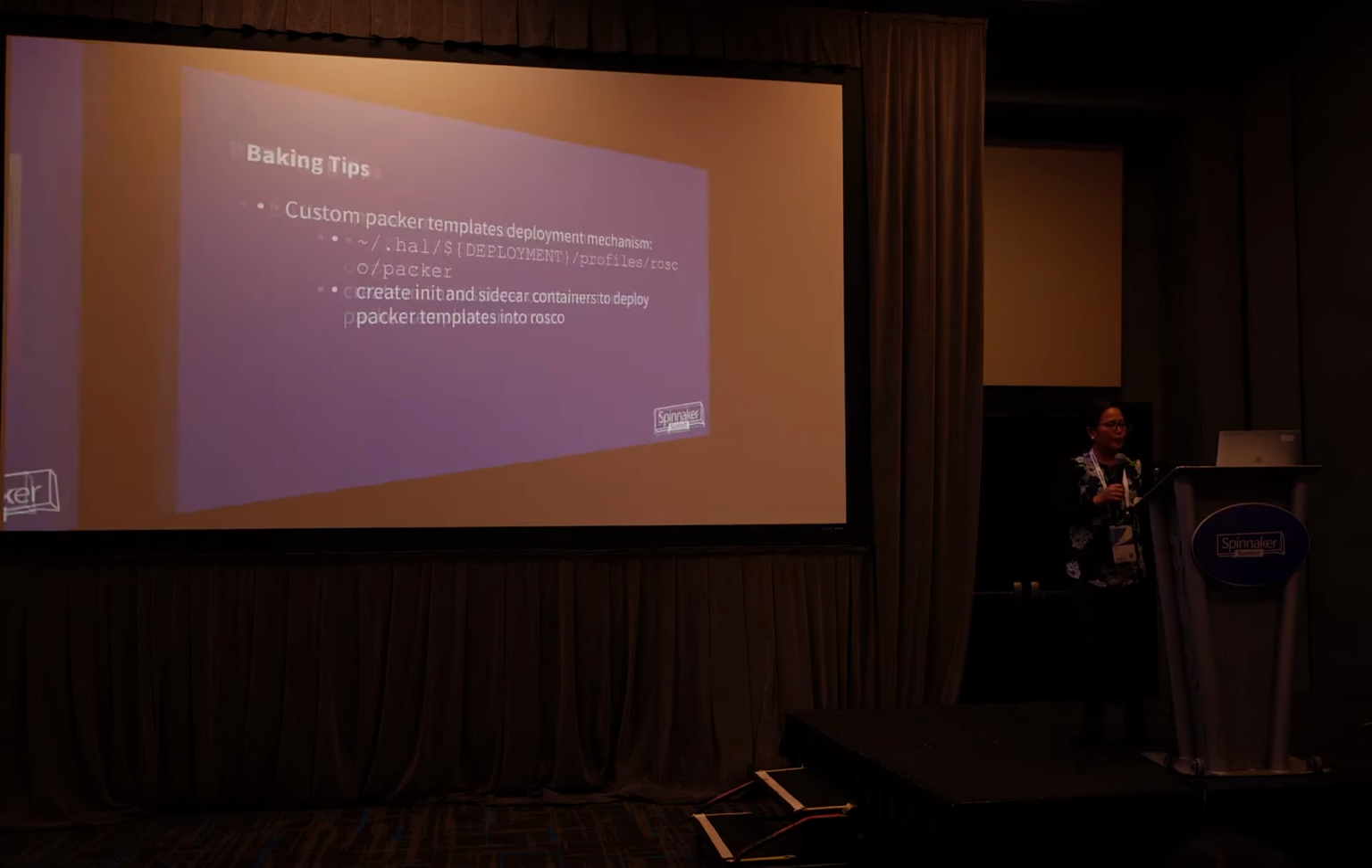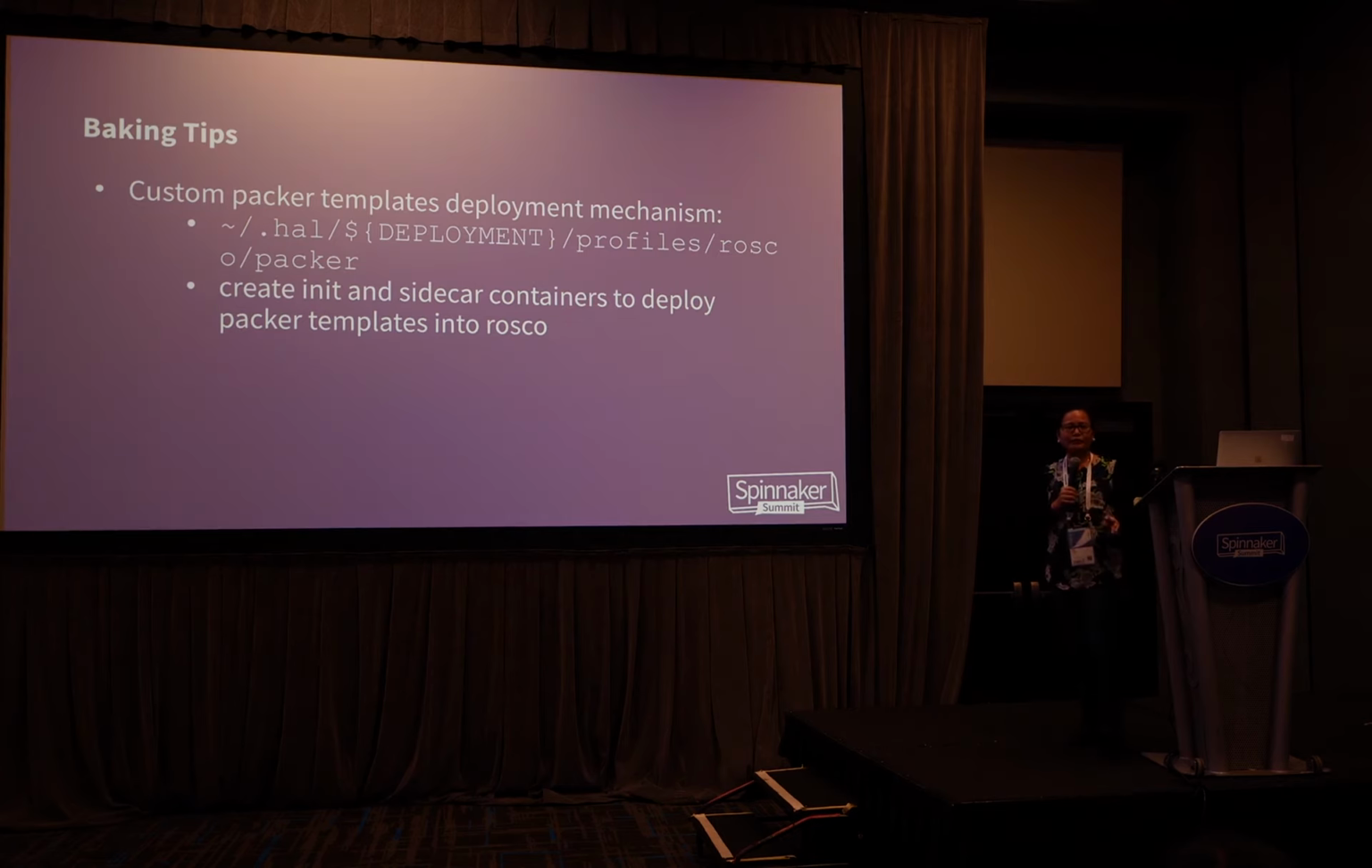So since it's not an out-of-the-box Packer template, you have to create custom Packer templates to get that going, which means it was not in the original list I was sharing earlier, right? So create your own Packer template and drop it in that directory, the profiles roscoe packer directory. However, these Packer templates actually have a limitation in size. Behind the scenes, Halyard actually converts them to Kubernetes secrets, and then it uses some annotations. So now we're limited to about 256 kilobytes, right?